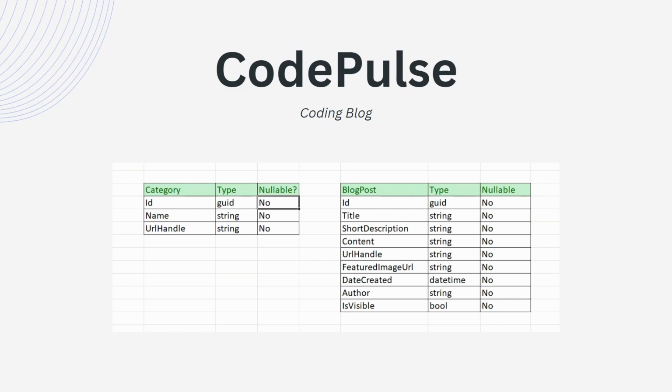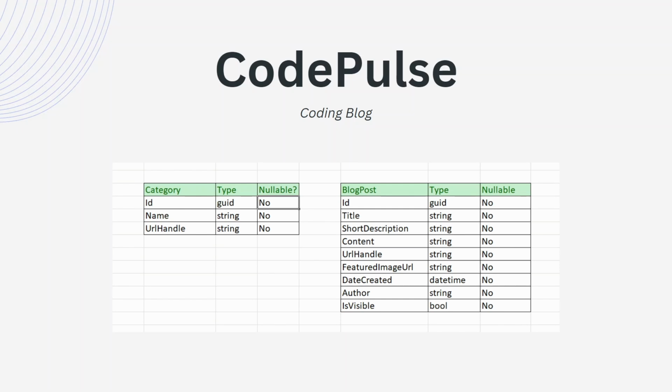The second important domain model in our application will be the category, and that's on the left hand side over here. It looks to be quite simple. Category only has 3 fields. One is the unique identifier, which is a GUID. The second one is the name of the category.